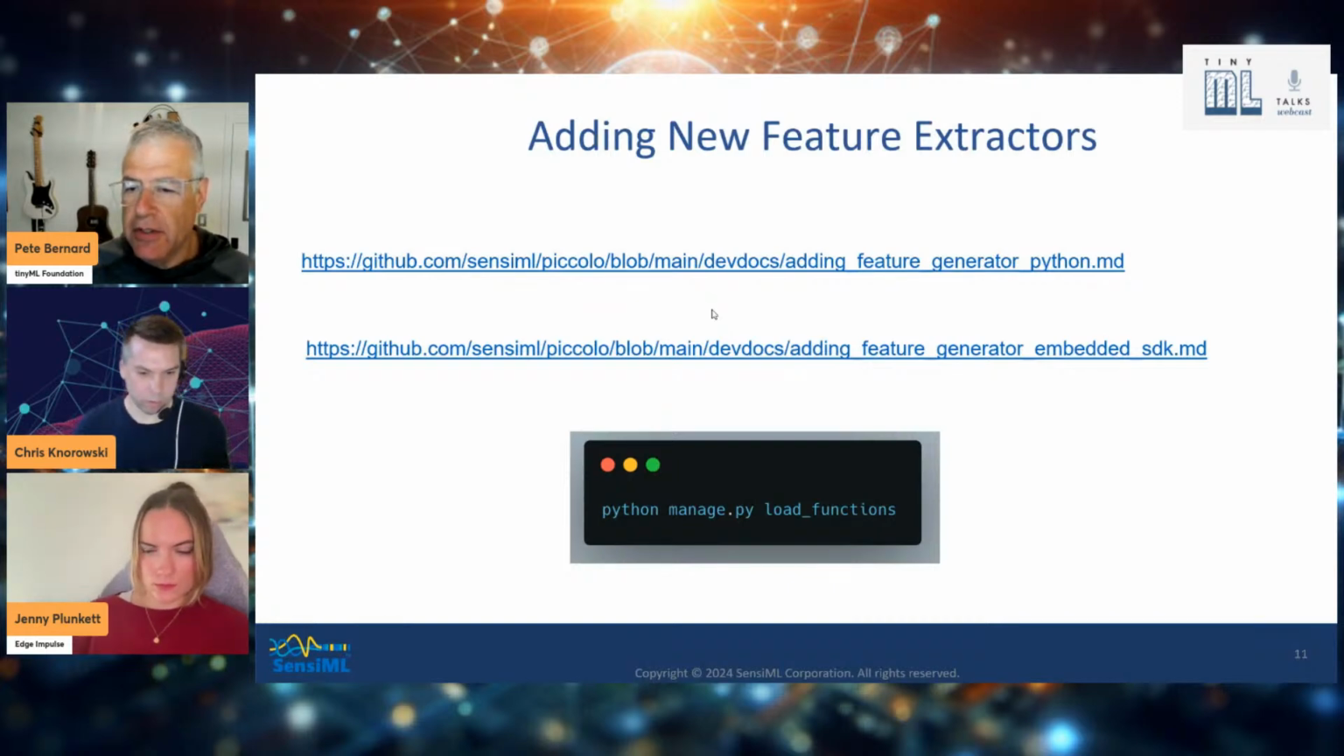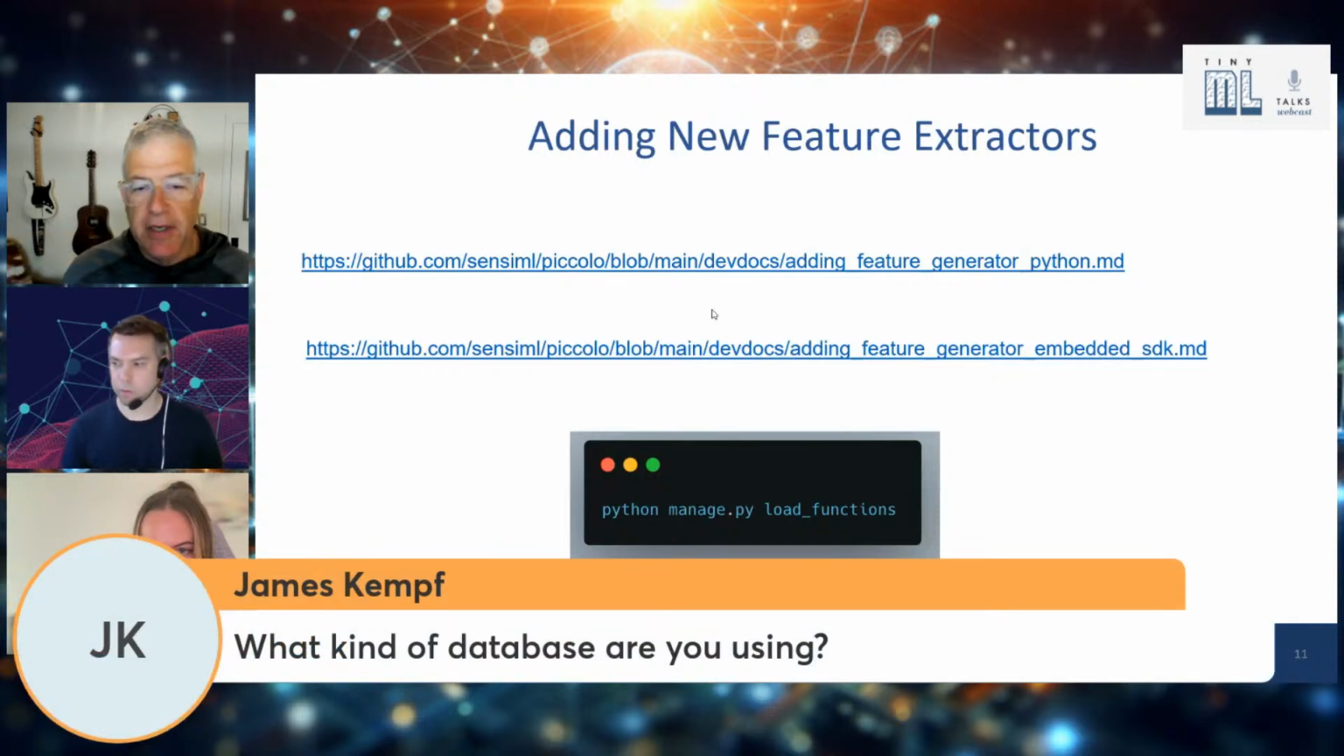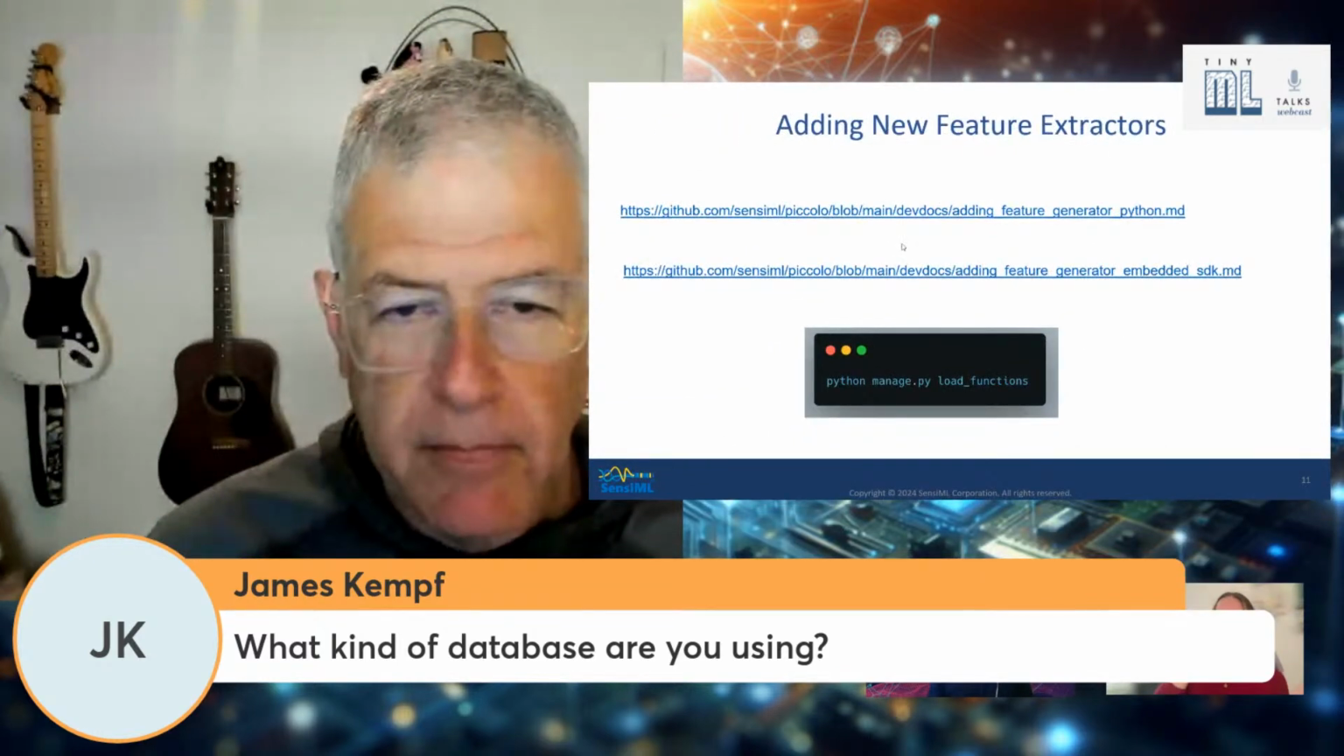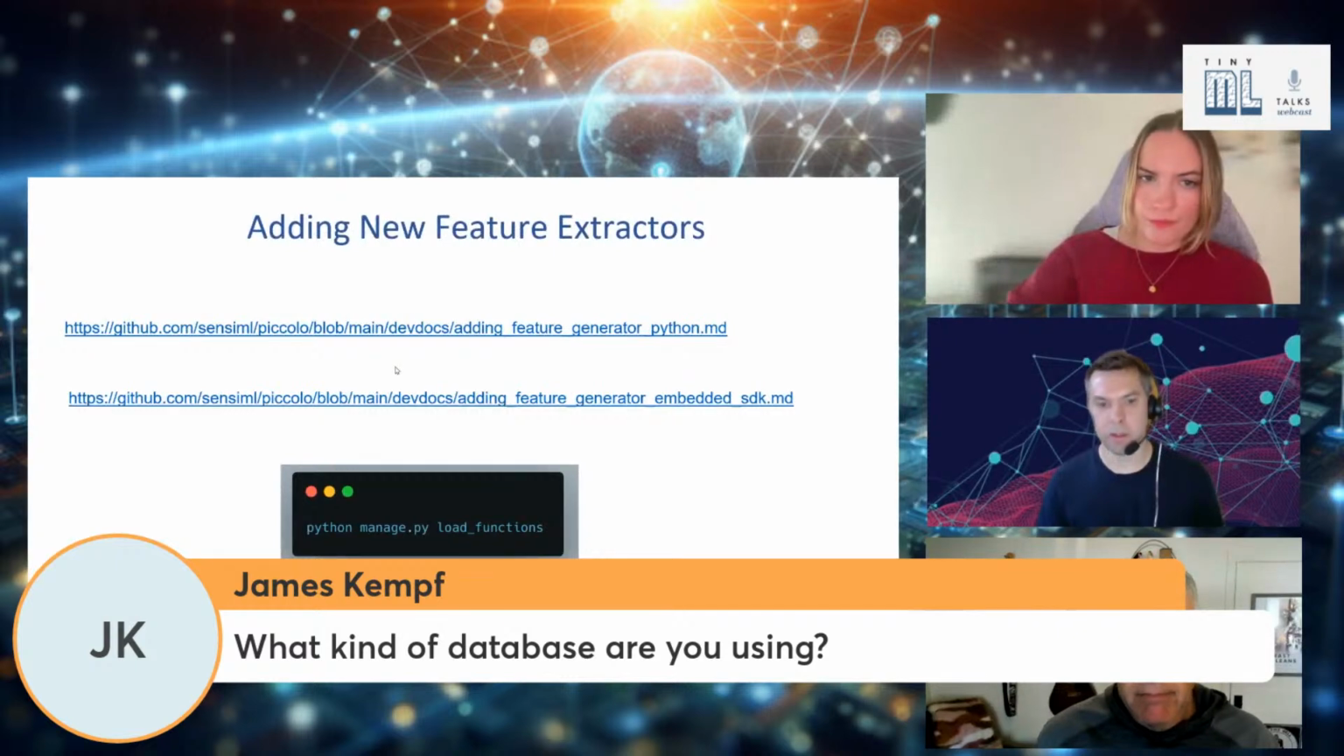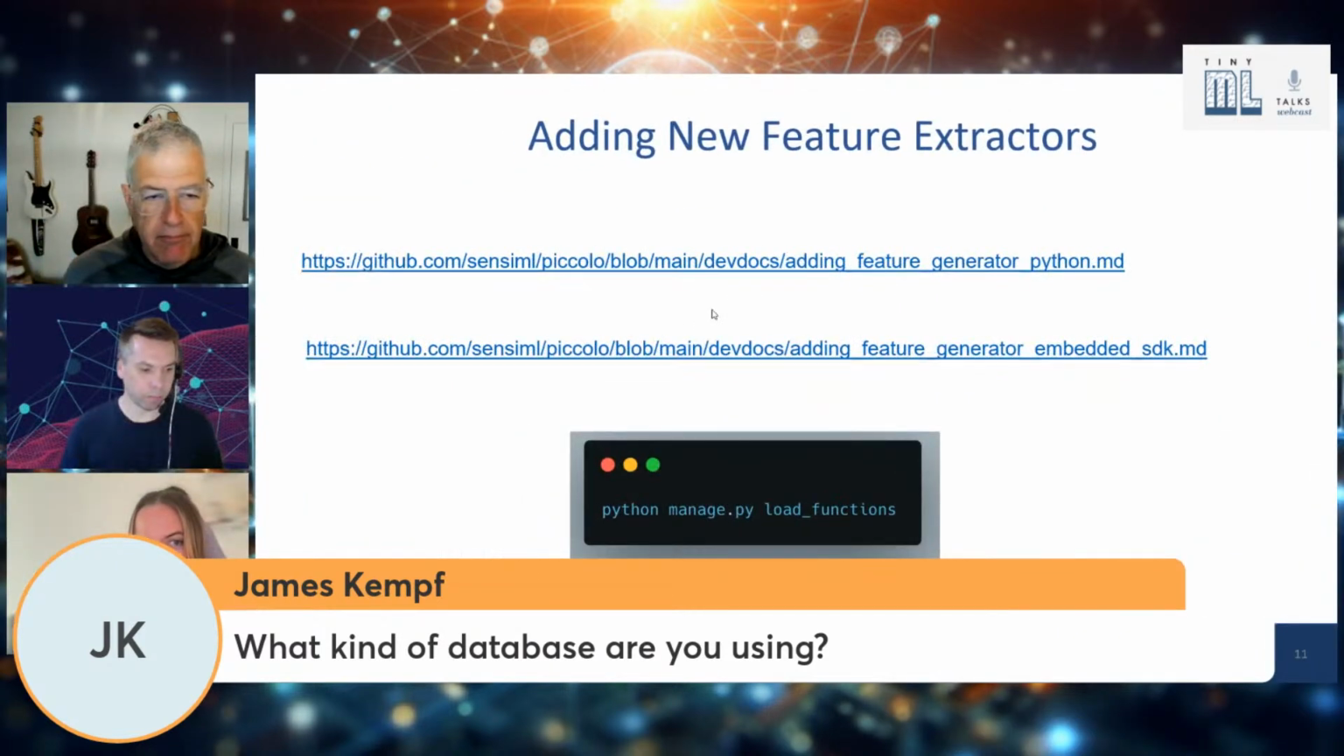One of the questions was from James: what kind of database are you using? Pretty straightforward. We use Postgres for the database, and all of the data is stored as CSV files. If you upload data, it gets stored as CSV files, and then the database will track all of your metadata and all of your segments and everything like that.